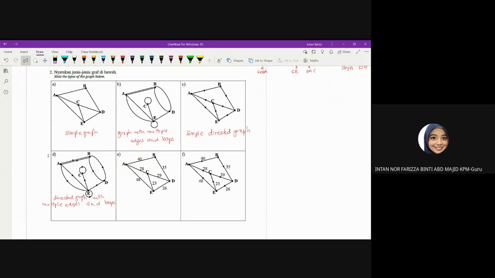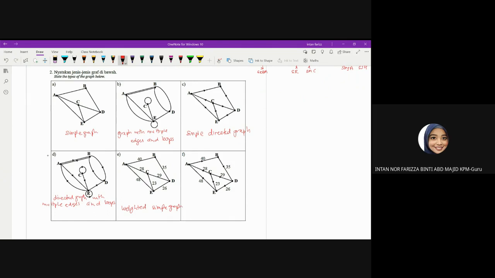It's just that we have values there. Remember, the values are called weightage, right? But to name the graph, you have to modify the word. So it becomes a weighted simple graph.